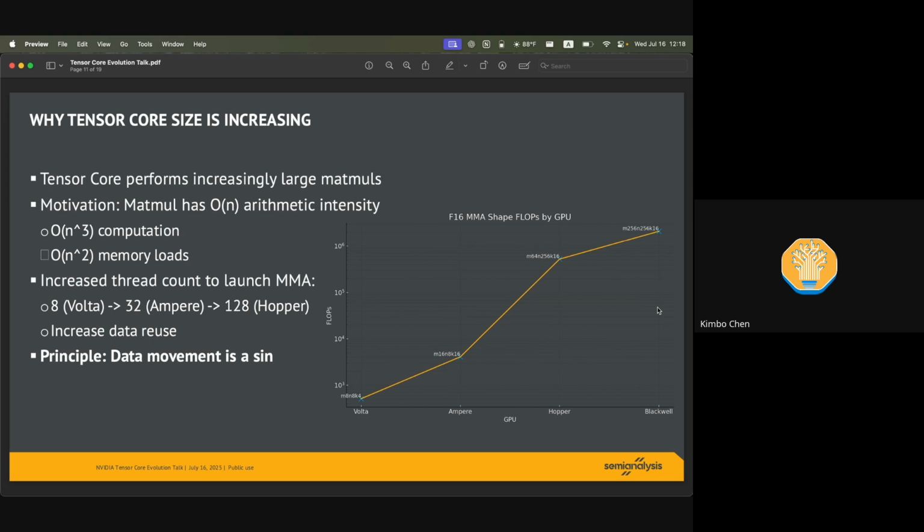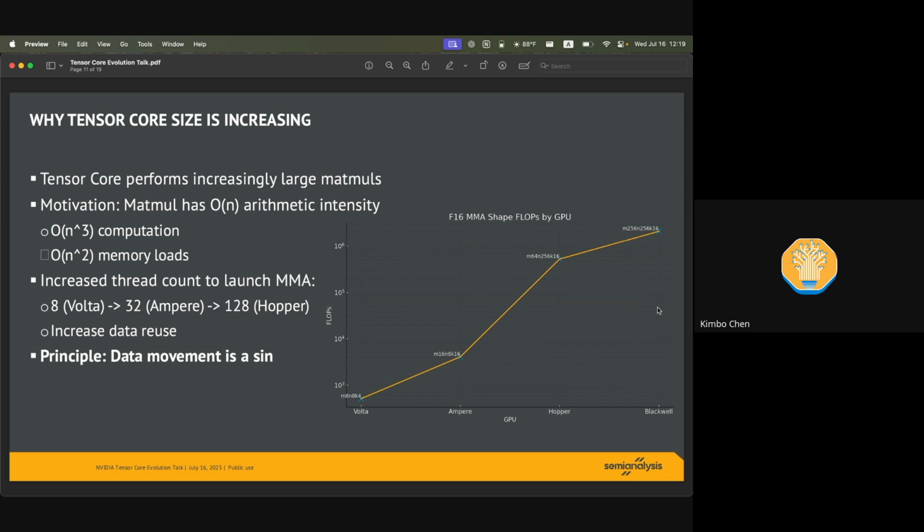Because of larger MMA shapes, it is also why we need to increase the thread count to launch the MMA, at least before Blackwell. So we see Volta uses 8, Ampere uses 32, and Hopper uses 128. By using more threads, you could allocate more registers, and you could load larger MMA shapes. You could increase the data reuse because you don't need to reload tiles of the same matrix by just loading everything once.